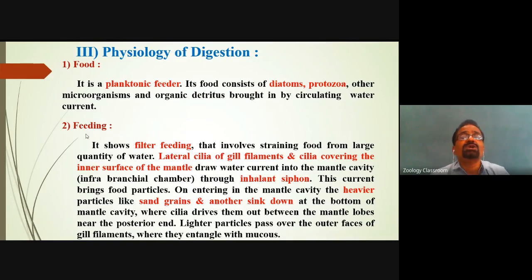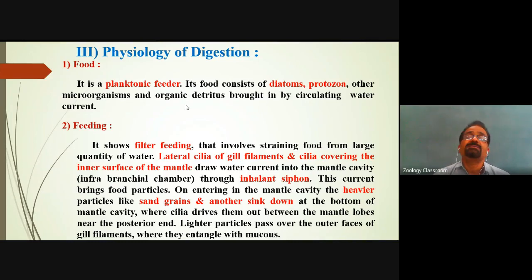Okay. Now, the third part is the physiology of digestion. It is often studied under food, feeding, how the animal feeds, digestion, absorption, assimilation, and the process of egestion. Now food: it is a planktonic feeder. Food consists of diatoms, which are algae, protozoans, and animals. As I mentioned earlier, it is omnivorous in diet, but its food consists of microscopic organisms and organic detritus.